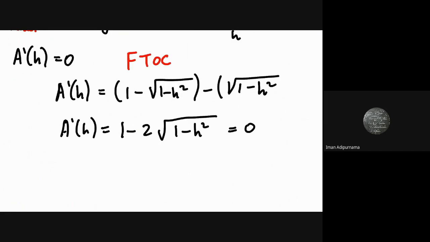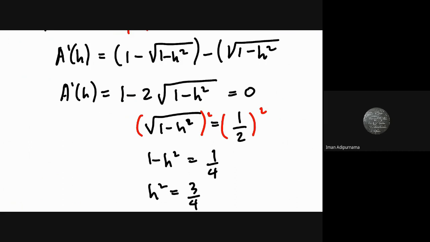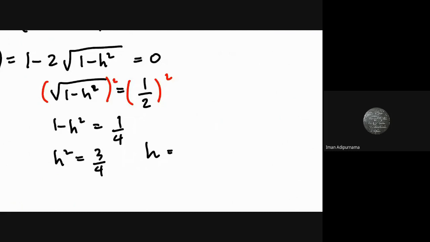So to solve this, the square root of 1 minus h squared is 1 over 2. Let's square both sides. So this will be 3 over 4, so h will be the square root of this, or half the square root of 3.